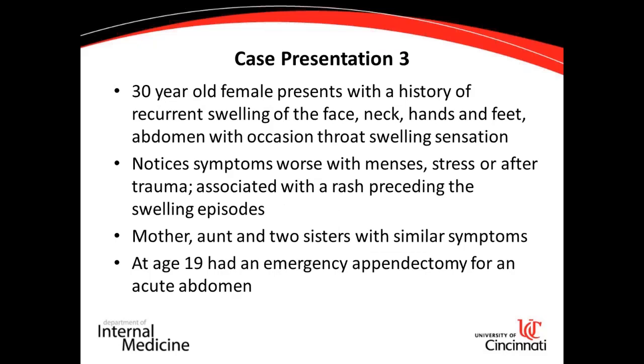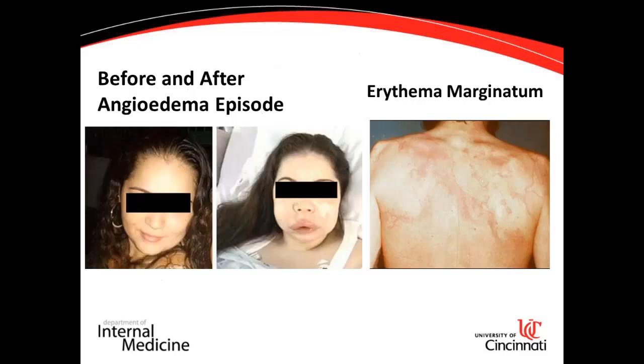So I'd like to now talk about presentation 3, which is the 30-year-old female who presents with a history of recurrent swelling of the face, neck, hands, and feet, abdomen, with occasional throat swelling sensation. She notices symptoms worse with menses, stress, and after trauma. They're associated with a rash preceding the swelling episodes. Her mother, aunt, and 2 sisters have similar symptoms. At age 19, she had an emergency appendectomy for an acute abdomen.